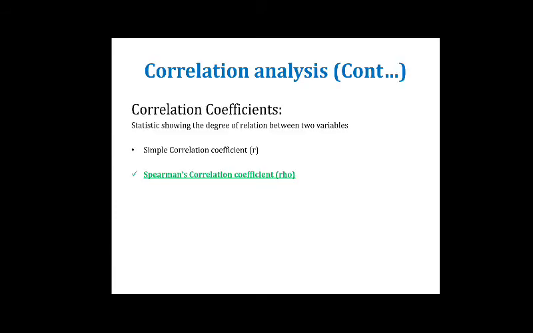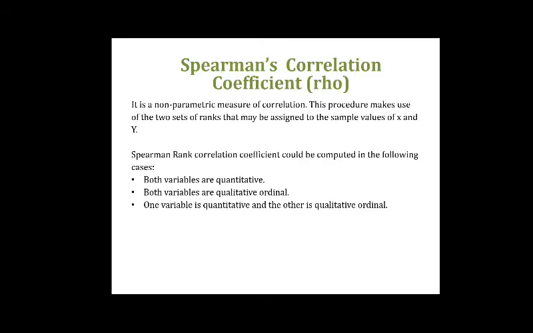Now the next is the Spearman correlation coefficient. This is also shown by rho, or you can show it by rs. What we are doing here is providing ranks to the variables. We are assigning the ranking to x and y.